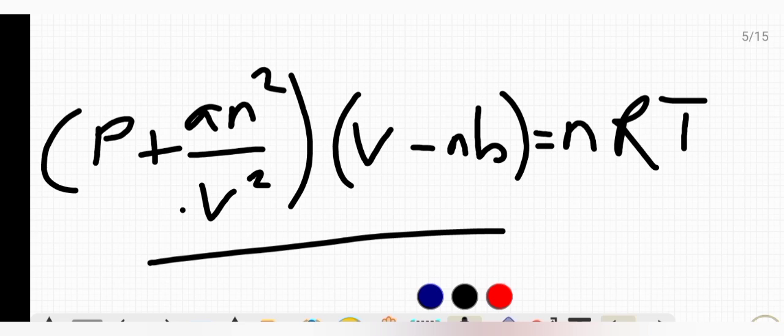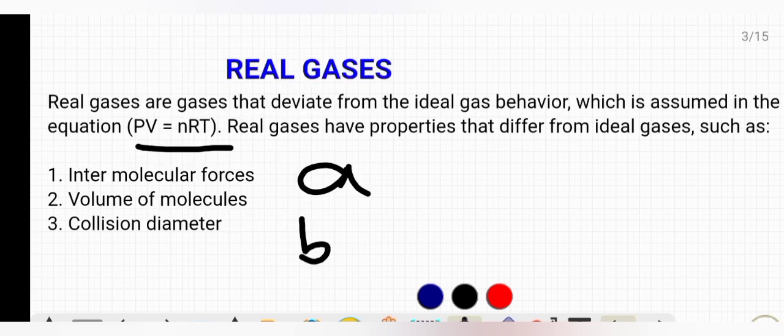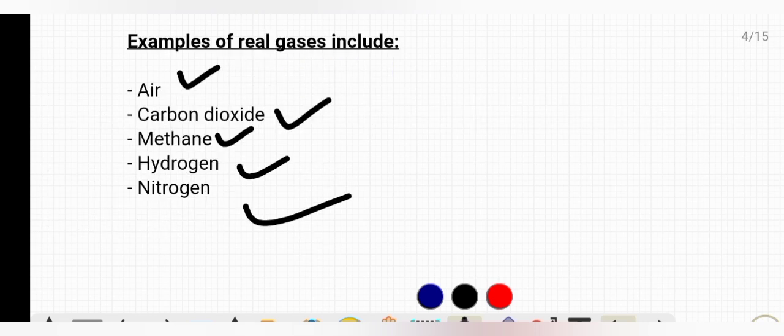So we want to know what these variables mean now. We know that P is pressure, we know that V is volume, and this a is the one that we talked about here, the intermolecular force. So it's the van der Waals constant. a is the van der Waals constant that relates to the intermolecular force of attraction between molecules.